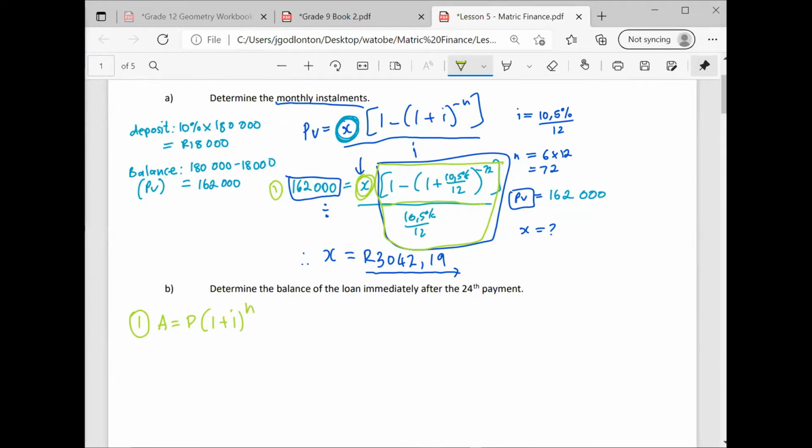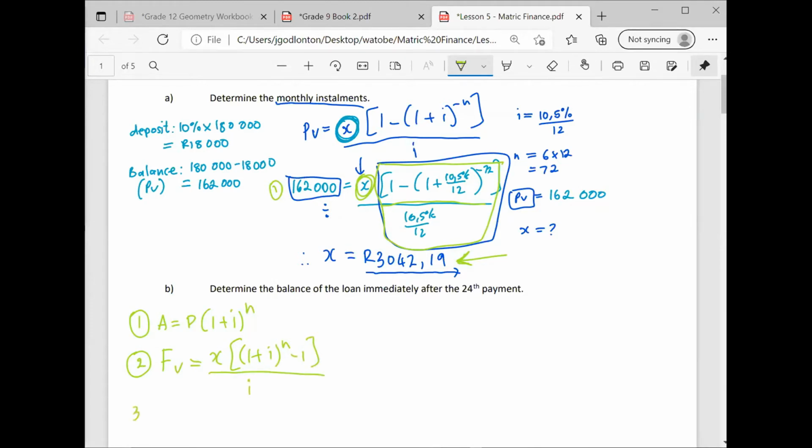Okay. Then we're saying, no, but that's not true because I have made payments. We already know that I'm making a payment of 3,042 Rand and 19 cents every month. So the second part of this is we say, well, what have we paid by using our future value annuity formula? So I'm just going to write this in for you. We have X times (1 plus i) to the power of n minus 1, all over i.